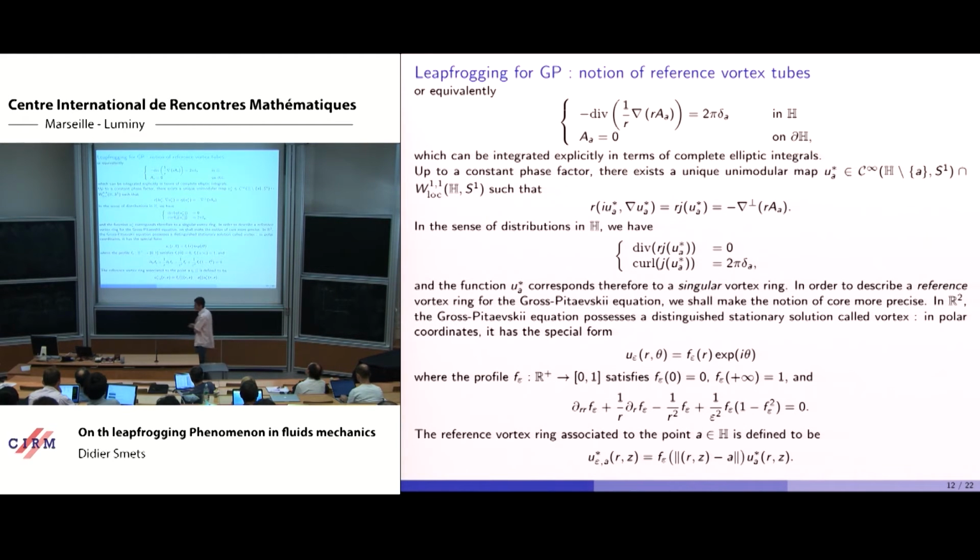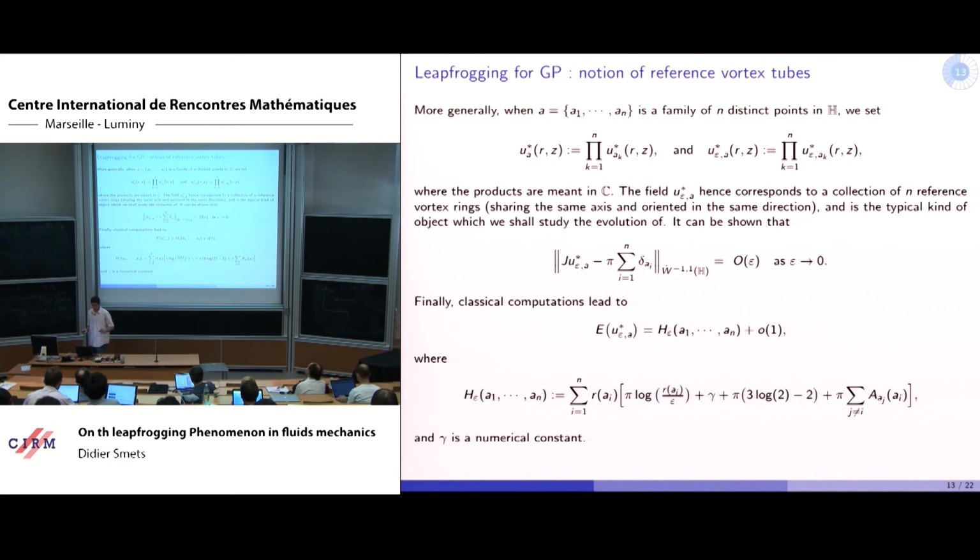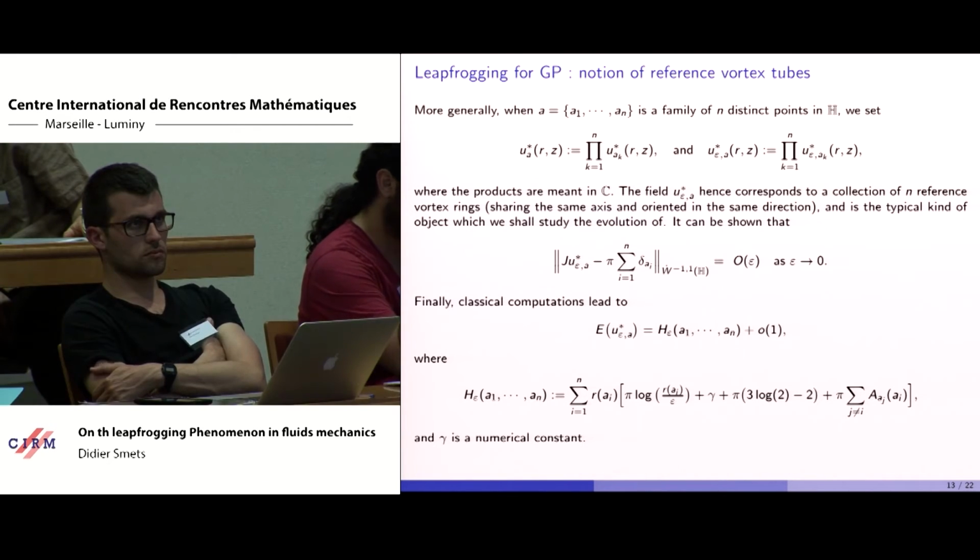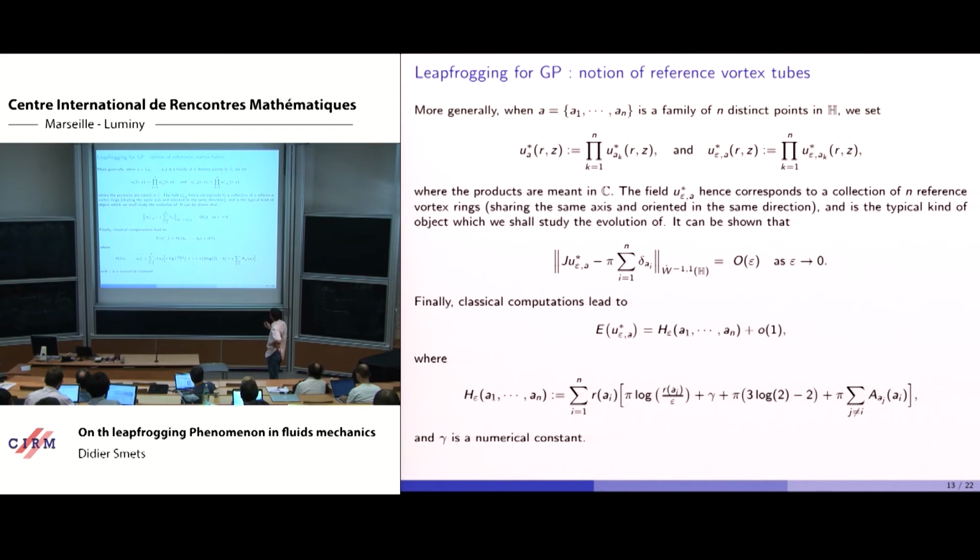But the fact is that since you have unimodular functions, at least away from the vortices, you can multiply them. The way to glue them is just to do a complex multiplication. So now if A is a set of points like here, I just define the singular one as the product of the singular one at point A_k, and the regularization is the same. And now I have this, the kind of initial data that I am going to consider for Gross-Pitaevskii.